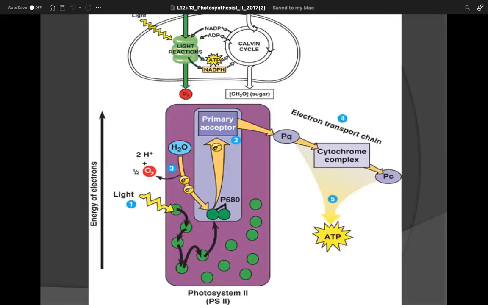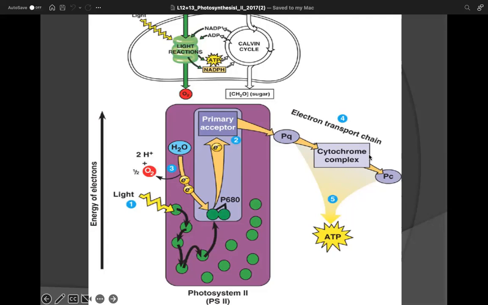So here's kind of the play-by-play. Light comes in, right, energizes our electron. We bounce around, we go to P680. And when we get to P680, we're going to go to the primary electron, the primary acceptor. And here's the oxygen being made, water coming in, being used.